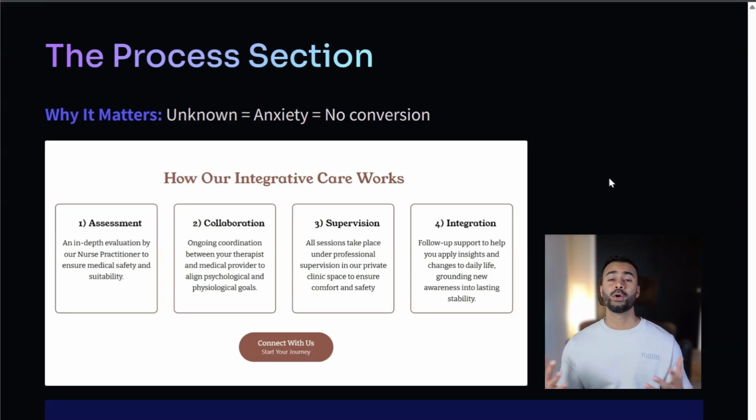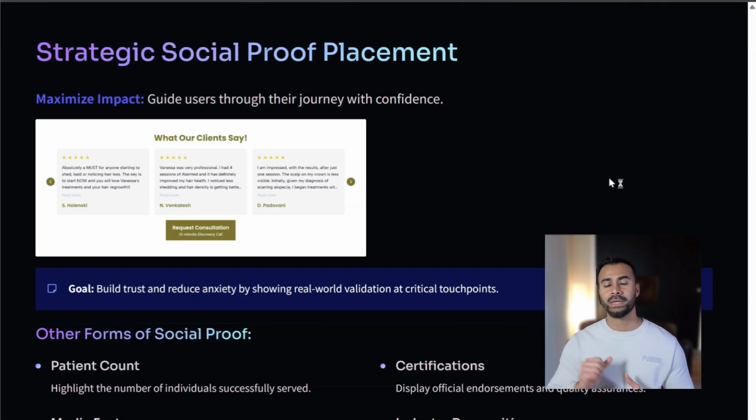Now they know what you do, how you help them. They know what your solution is. They know what the process looks like. But do they really trust it? That's where we hit them with the strategic social proof placement. All this is making sense to them, but is this really real?